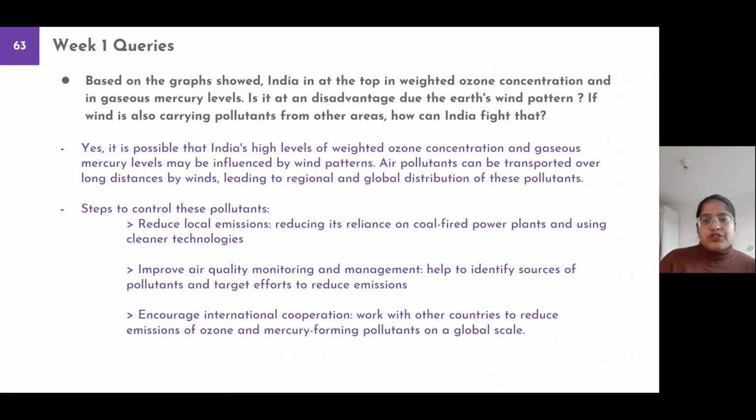So those are some of the measures in which India can fight our pollutant numbers. So I think that will be all.